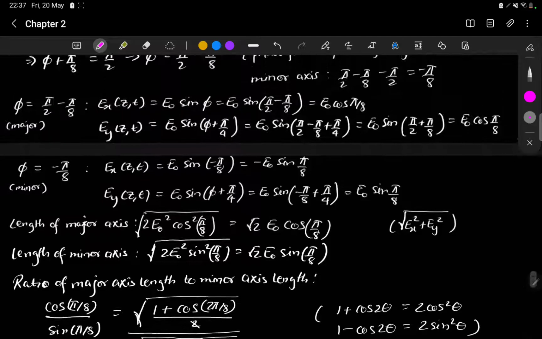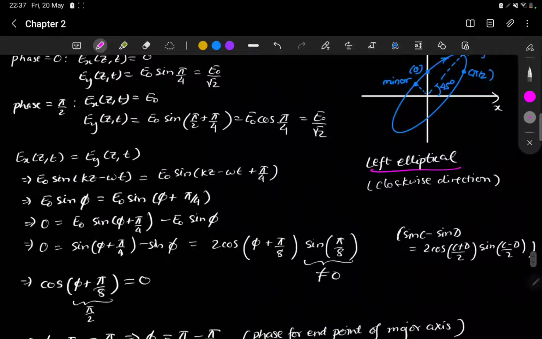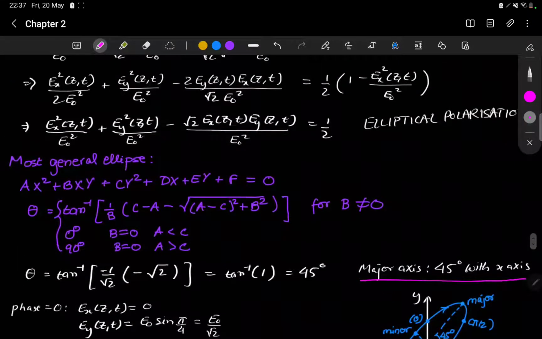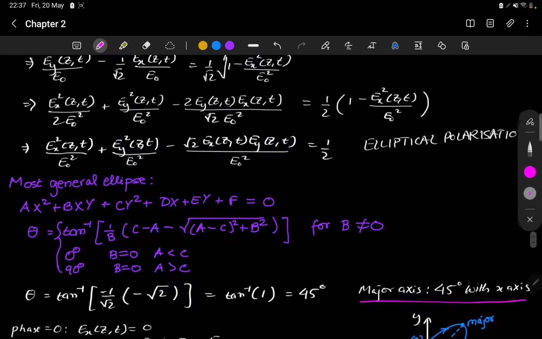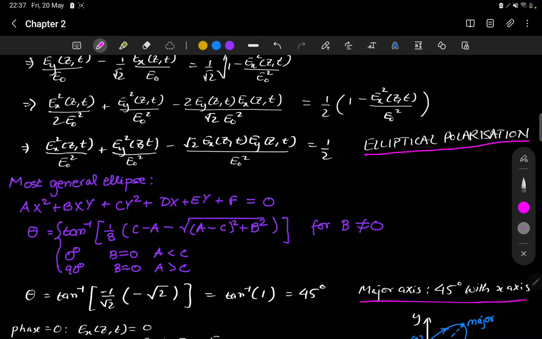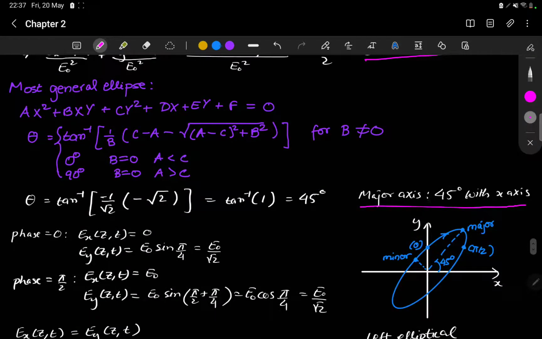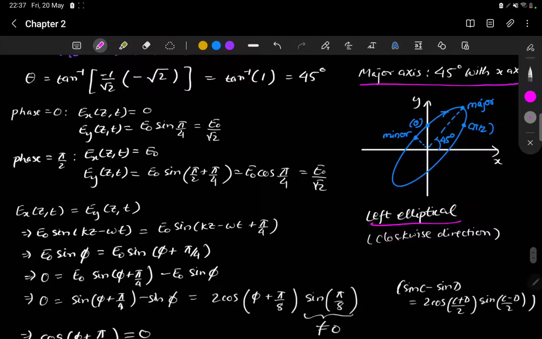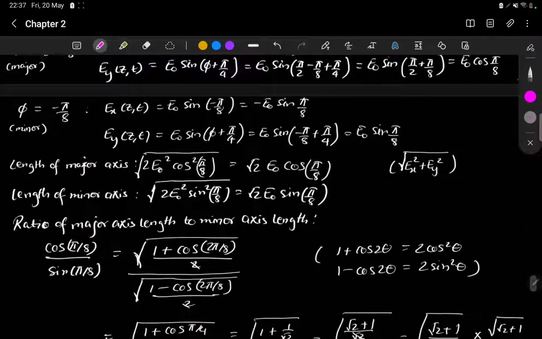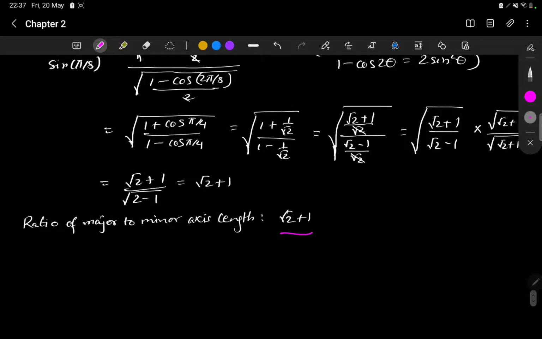This last part is elliptical polarization, in which the major axis is at 45 degrees with the x-axis. It is left elliptical polarization, and the ratio of the length of the major axis to the minor axis is square root of 2 plus 1. So this solves this question.